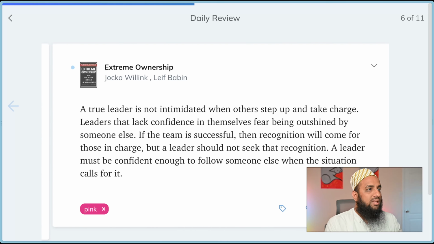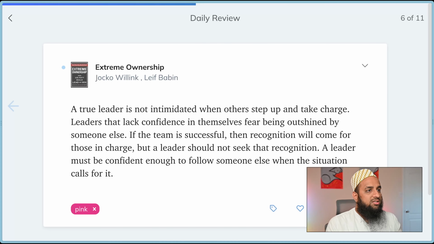Let's move on. Extreme ownership. A true leader is not intimidated when others step up and take charge. Leaders that lack confidence in themselves fear being outshined by someone else. If the team is successful, then recognition will come for those in charge. But a leader should not seek that recognition. A leader must be confident enough to follow someone else when the situation calls for it. I think we are very familiar with this notion. It's not a surprise that it comes in a book called Extreme Ownership.